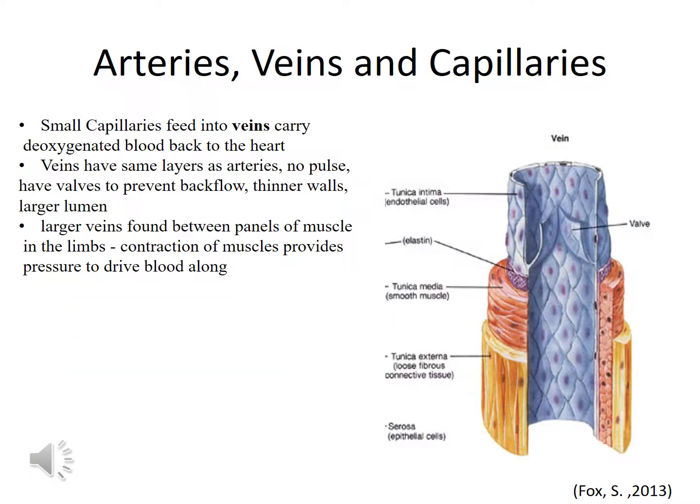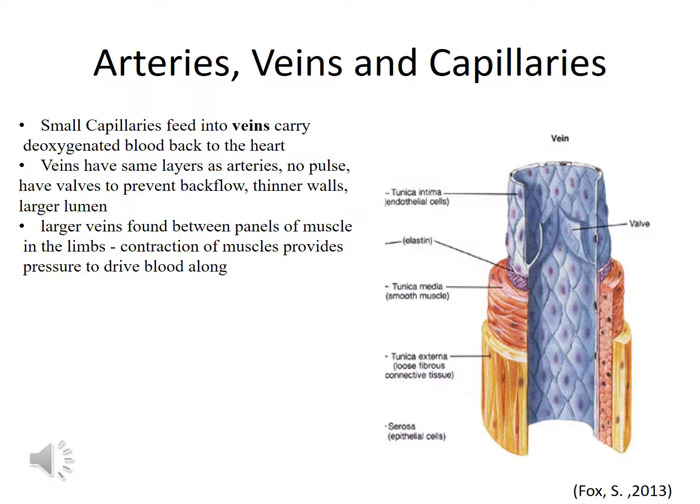Small capillaries feed into veins that carry deoxygenated blood back to the heart. Veins have the same layers as arteries, but there is no pulse. You'll notice they also have a valve. This is to prevent backflow of blood. The walls are also thinner, as you'll notice. They also have a larger lumen, therefore they are appropriate for introducing an IV catheter.